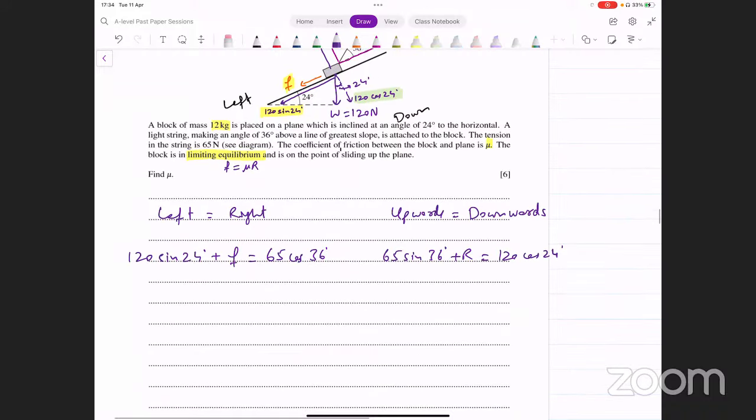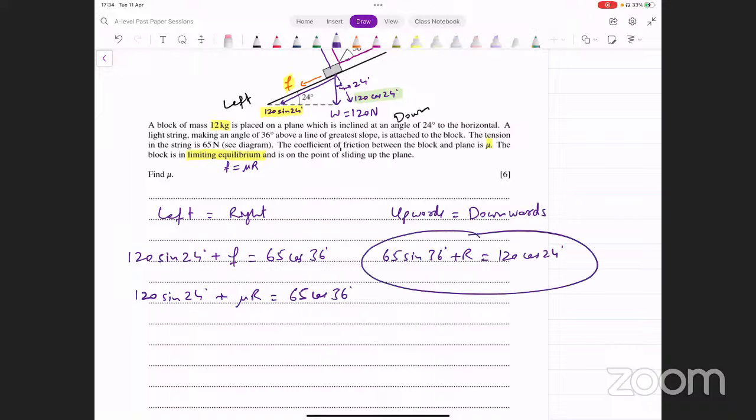ठीक है? Now we just solve these two equations simultaneously. Remember, friction क्या होगी यहाँ पे? Mu R के equal, because this is limiting equilibrium. आप इसकी जगह पर mu R लिख सकते हो. Let's simplify everything else first. और इसको ऐसे रहने देते हैं बेशक, 120 sin 24 ताकि end पे answer exact आ रहा. 120 sin 24 plus mu R equals 65 cos 36. ये आपकी एक इक्वेशन हो गई, ठीक है.